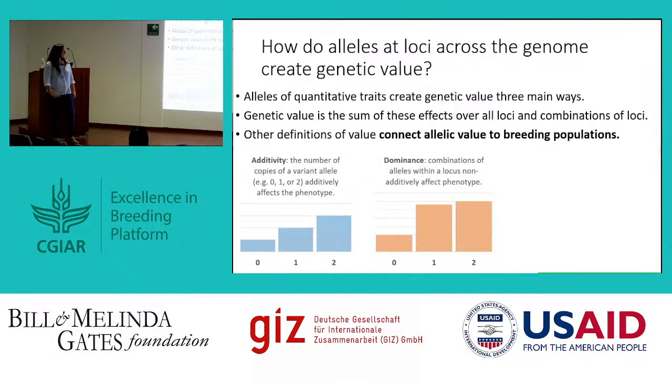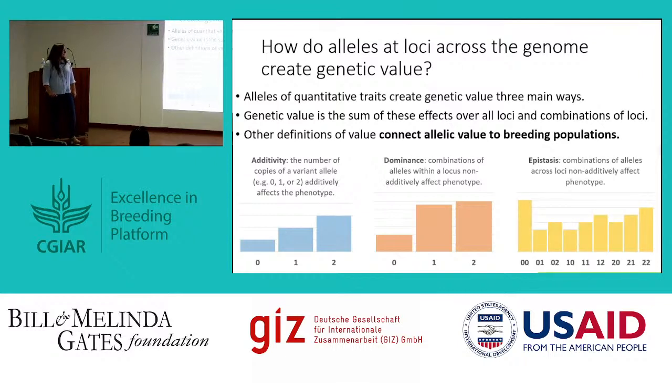Another possibility is that the locus exhibits dominance. In this case, you have combinations of alleles within a locus, and they non-additively affect your phenotype. So maybe if you have a homozygote, its value is, again, 1. But if you have the heterozygote, it's actually not the midpoint of these two. It's higher or lower. So in this case, maybe the values are like 1, 1.9, and 2. All right, dominance. Finally, with epistasis, we can have combinations of alleles across loci that non-additively affect the phenotype.